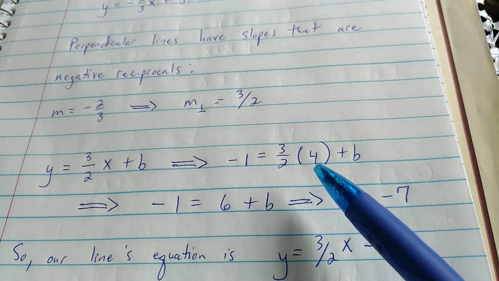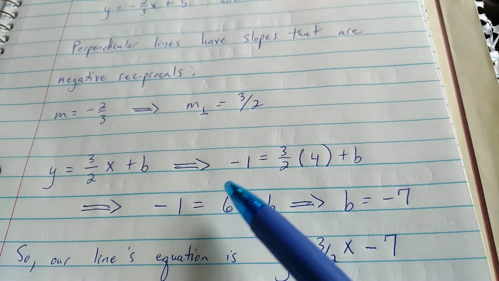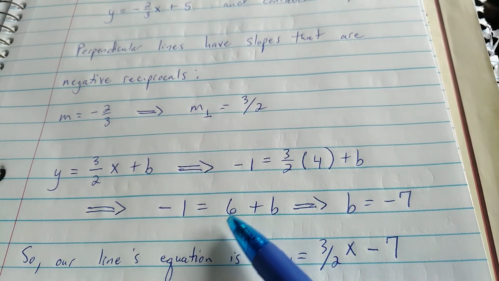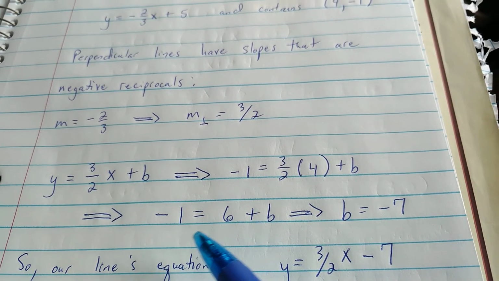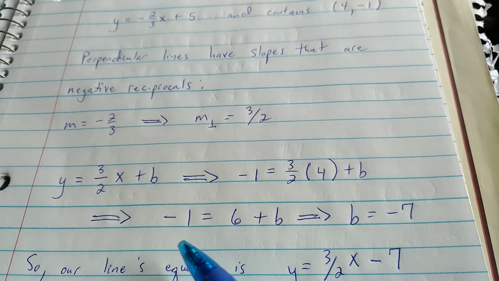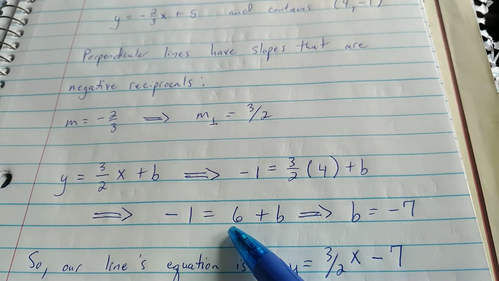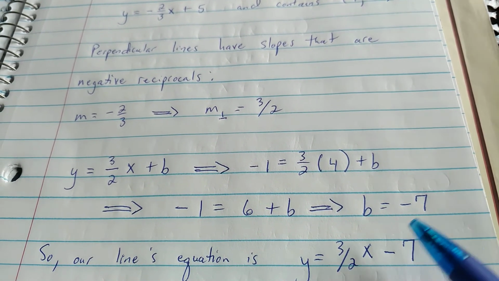Again, 2 divides 4 twice. 2 times 3 is 6. -1 equals, multiplied out, 6 plus b. To get b, I now add -6 to both sides. -1 add -6 is -7. -6 add 6 is 0, and 0 plus b is b, so b is -7.